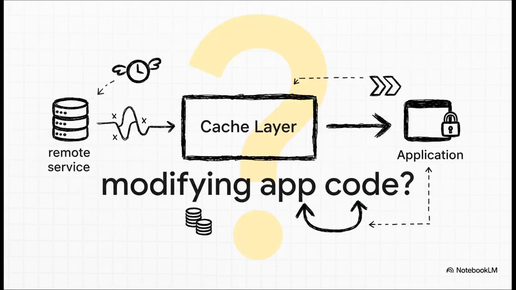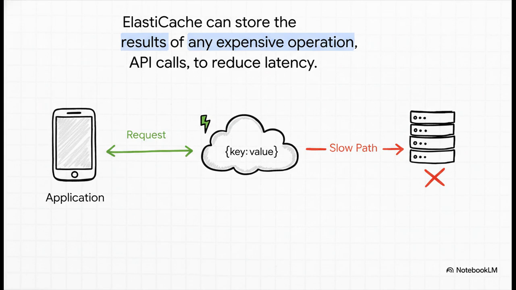Now, don't forget, caching isn't just about protecting your database. A lot of exam scenarios will involve optimizing other slow parts of your system, like caching the response from a third-party API that takes forever to respond. And this is where ElastiCache is so incredibly flexible. At its heart, it's just a key value store. You can put anything in there.